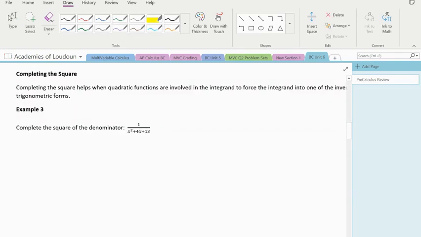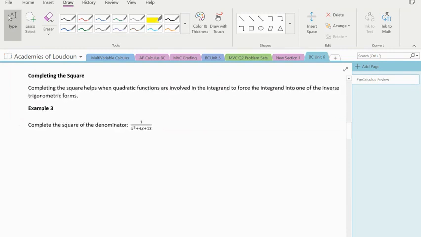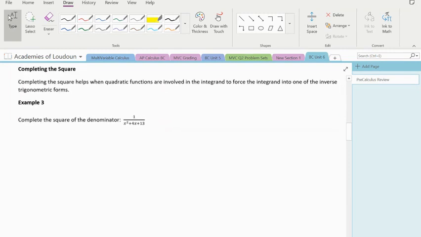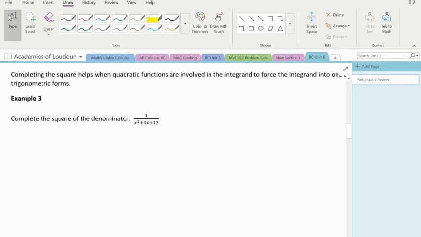Okay, so our next pre-calculus technique is going to be completing the square. And completing the square will help when quadratic functions are involved in the integrand, and it will force the integrand into one of the inverse trigonometric forms. So we're going to complete the square of the denominator of 1 over x squared plus 4x plus 13.